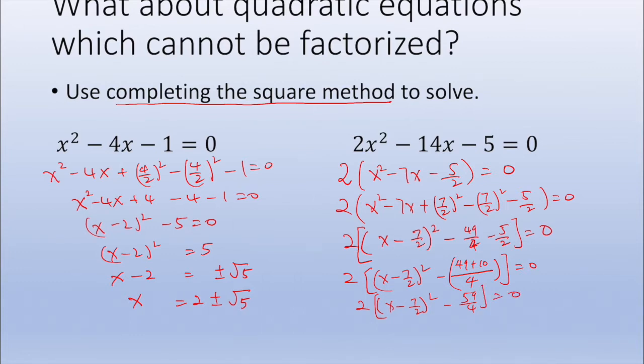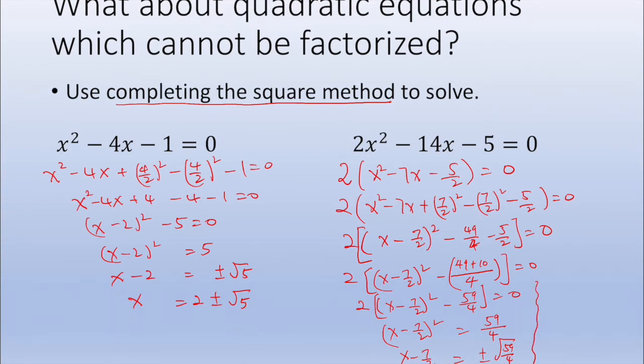equals 0. And then what we need to do is, we know that (x minus 7 over 2) squared equals 59 over 4. Alright, so therefore x minus 7 over 2 equals plus or minus square root of 59 over 4, which is equal to plus or minus square root of 59 over 2.